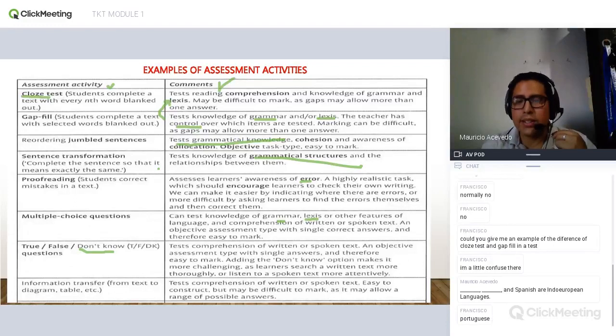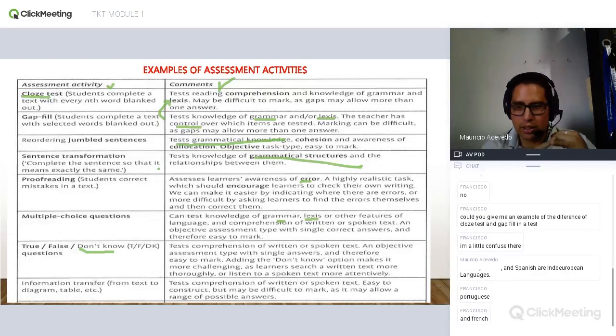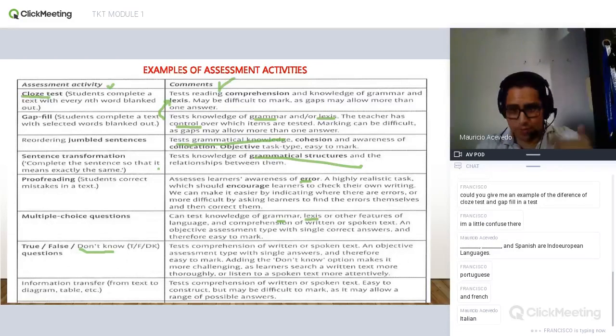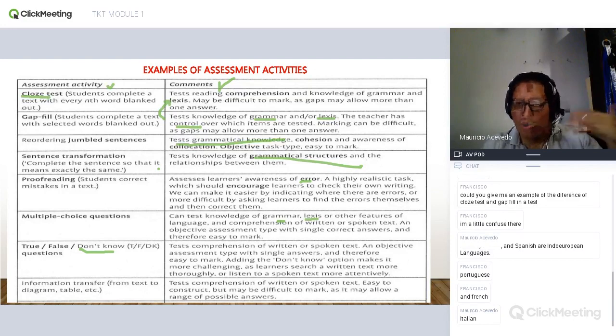Okay, Portuguese. Do you have another one? And French. Okay, Portuguese and French. Italian is also Indo-European. Okay, so Italian, Portuguese, French, and Spanish are the most common ones among Indo-European languages. Okay, so that is basically the closed test.